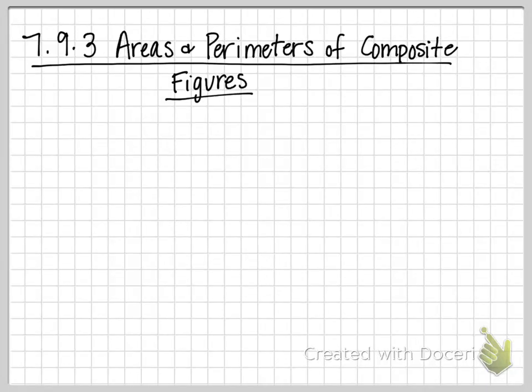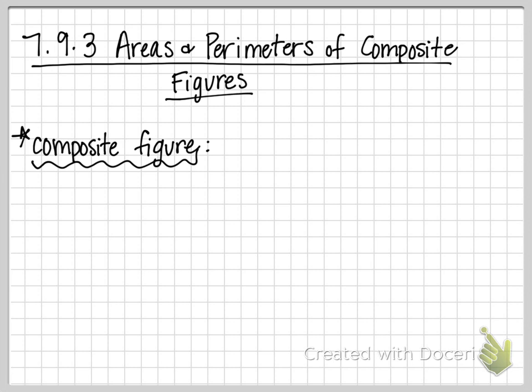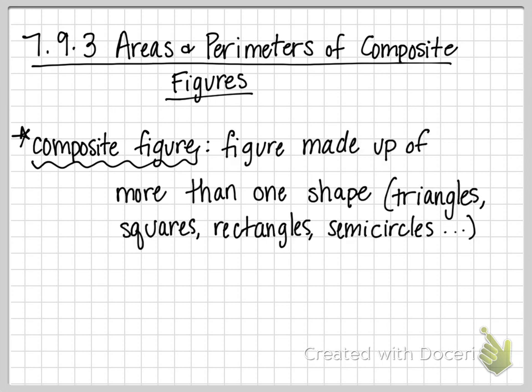All right, 7.9.3 is about areas and perimeters of composite figures. So a couple things we need to talk about. First of all is the definition of a composite figure. A composite figure is a figure made up of more than one shape. So it's sort of one big shape that's made of two or more other shapes put together.